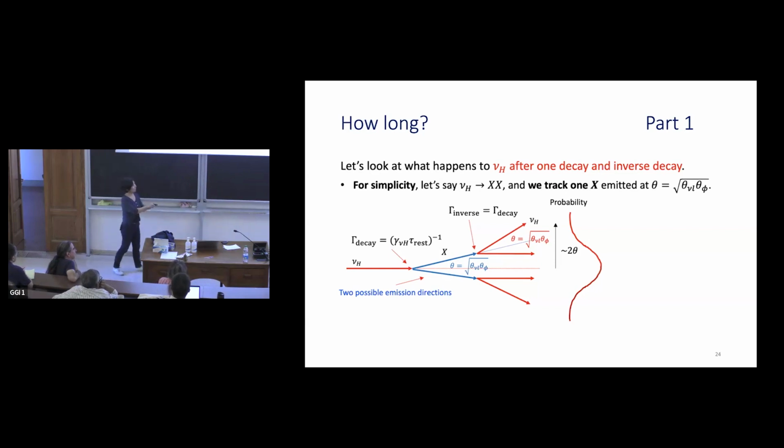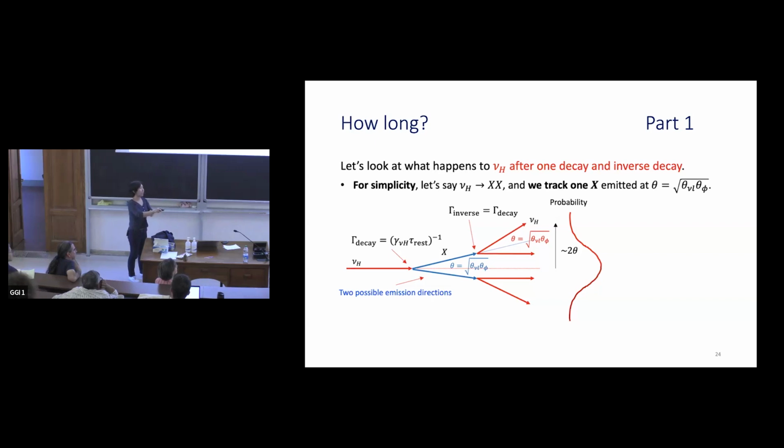I have this particle that's coming in, the new H particle, and it decays. Now, when it decays into two X particles, I'm only going to track one of them, right? Then there's two possible emission directions, at least in my simplified description. I'm going to discretize this, okay? So it can either go this way, up, or go down at an angle theta. So up at angle theta, or down at an angle theta.